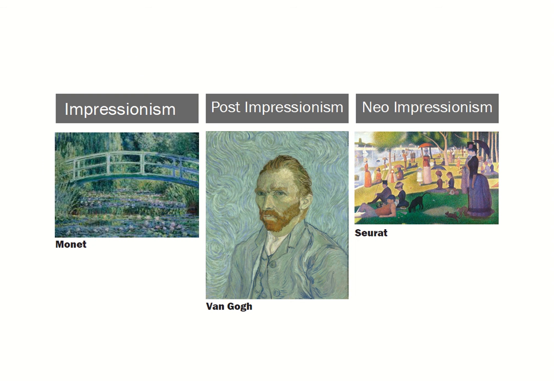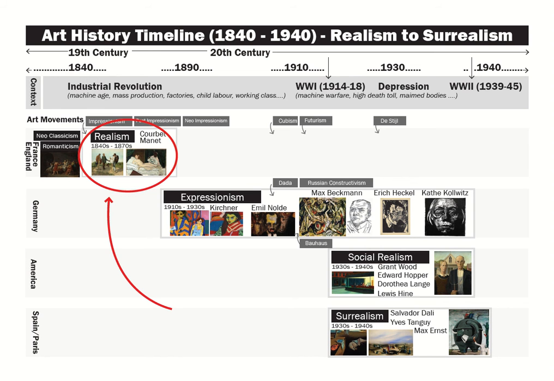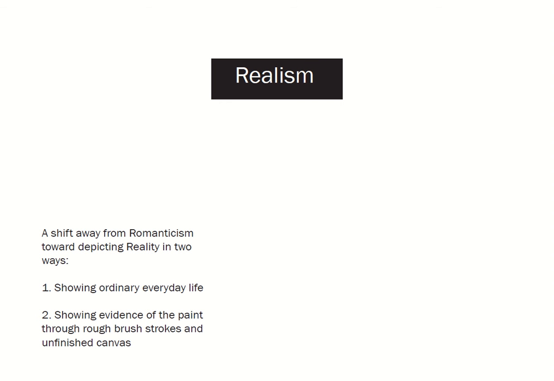While this was happening, we also have the Impressionists in its various iterations, such as Monet, Van Gogh, who was a post-impressionist, and Seurat, a neo-impressionist or pointillist. But back to realism. Realism was defined by two main things. One, it showed reality or ordinary life. Two, it showed the reality of paint itself, breaking the fourth wall.